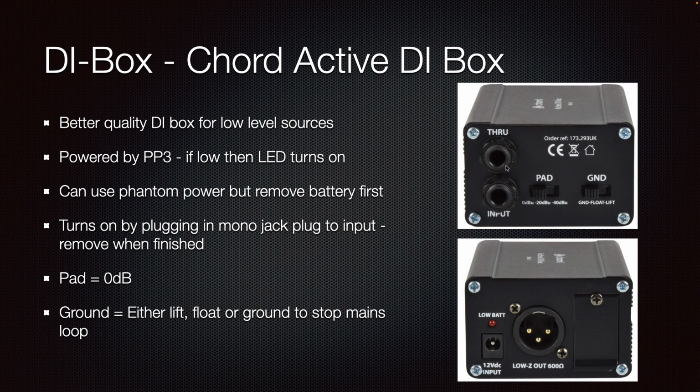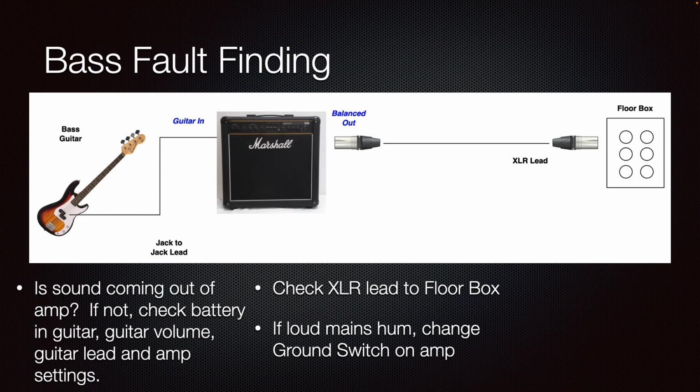The through literally gives you a copy of that if you needed to daisy chain it. Again, pad, same as attenuation, I'd leave it on 0. And ground, you've now got 3 options of lift, float or ground. Again, choose the one that actually stops the mains hum the best. So that's guitar. We've also got a bass amp in church, very similar.